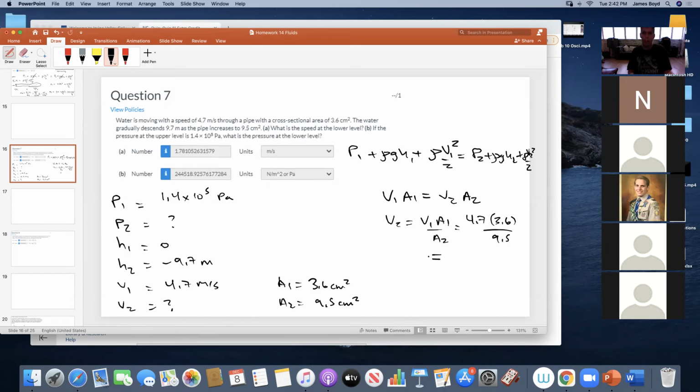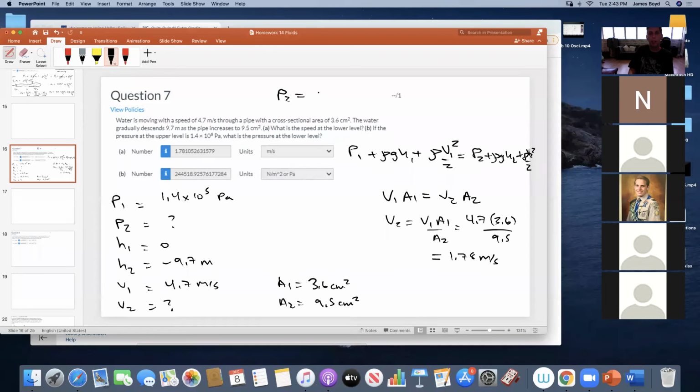If I do that really fast in my calculator, 3.6 divided by 9.5 times 4.7, and I get 1.78 meters per second. So notice the velocity only depends on whether the pipe got bigger or smaller. And if it didn't change in cross-sectional area, it stayed the same. So we know V2. Once we know V2, we can solve this for P2.